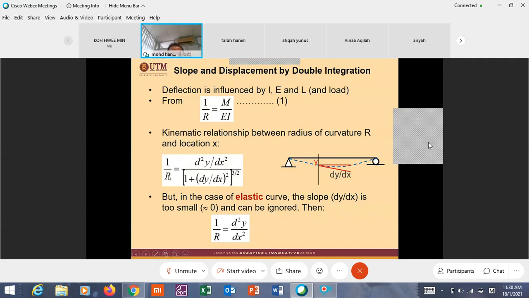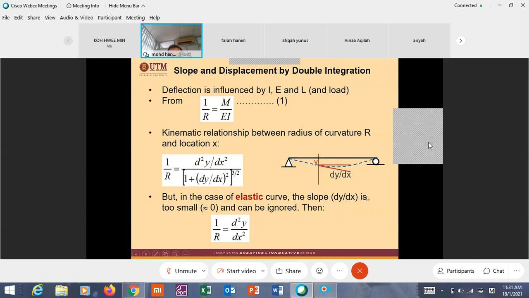The relationship between 1 over R. R is the radius of curvature. dy over dx is the slope at any point x from the reference point. And d squared y over dx squared is the rate of change of the slope as compared to x. So this formula is quite difficult for us to memorize, but it's just for our information.